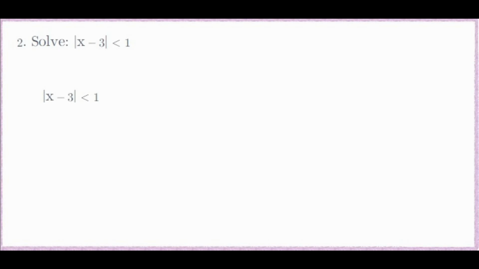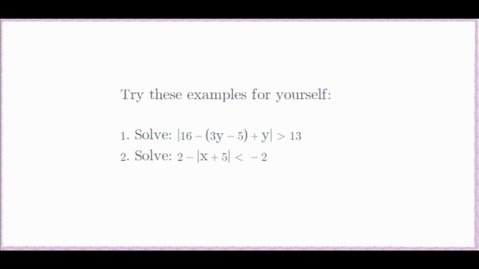For this example, when you have an absolute value that's less than a constant, then you're going to make one chain, putting the negative on the left and the positive on the right, with the inside of the absolute value in the middle. So here we have negative 1 is less than x minus 3 is less than 1. Then we can add 3 to each of the three sections and end up with 2 is less than x is less than 4. Take a minute to pause the video now and try solving the following examples.